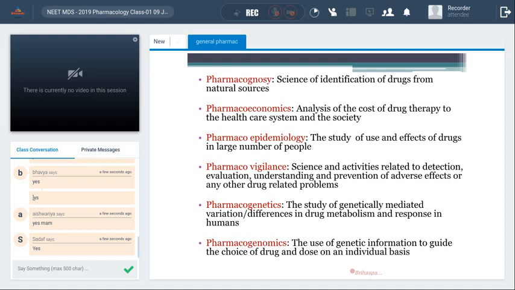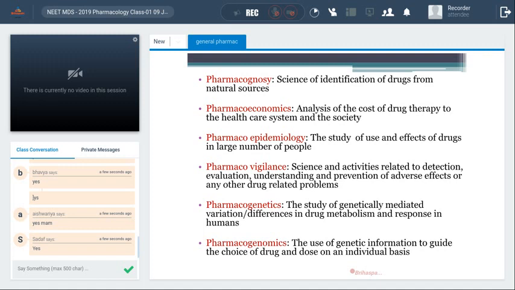Clear? And then we have pharmacogenetics. So pharmacogenetics means what? Genetics is a branch which deals with the effect of anything on the genes. For example, there can be two individuals, one who is allergic to penicillin, one who is not allergic to penicillin. Now, why is this individual allergic and not the other one? We have no answer. It may be genetically mediated. So any genetically mediated variation in drug metabolism and response in human beings is called pharmacogenetics. The effect of genes on the effect of drugs is called pharmacogenetics.